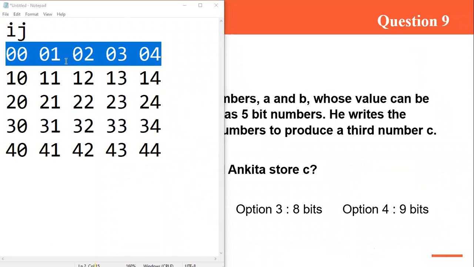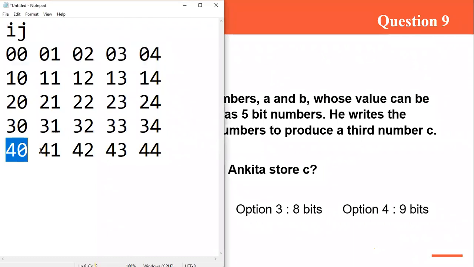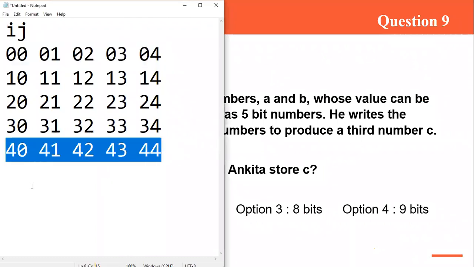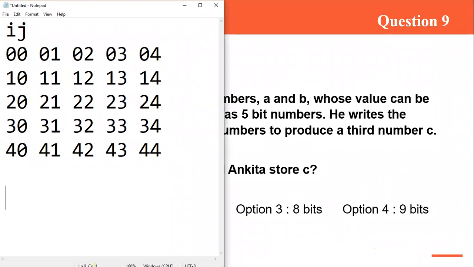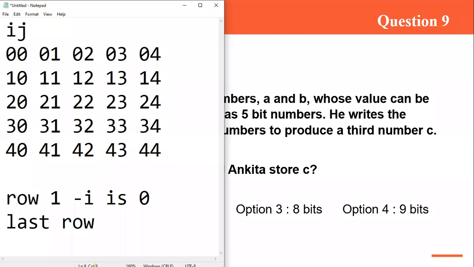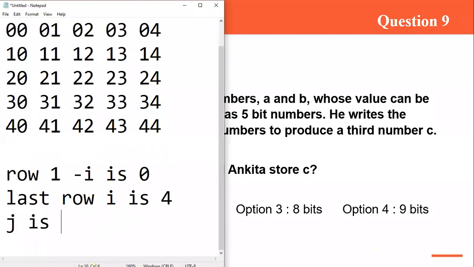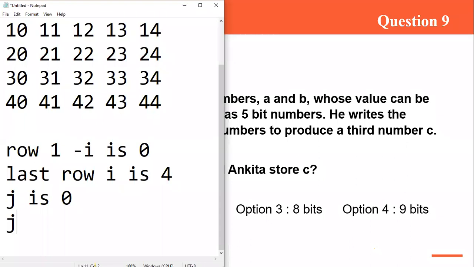That is a common index for the line. For the last row, what is the common index we can see? 4. So first row, I is 0. And last row, I is 4. Same way we have to consider the columns. In the first column, what is the common thing you can see? J is 0. In the last column, J is 4.